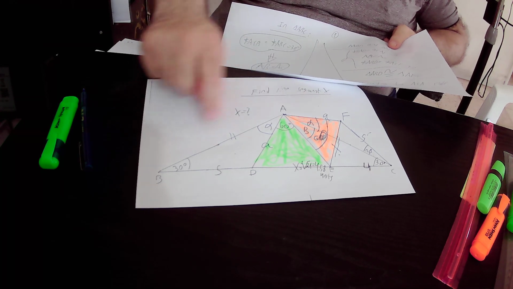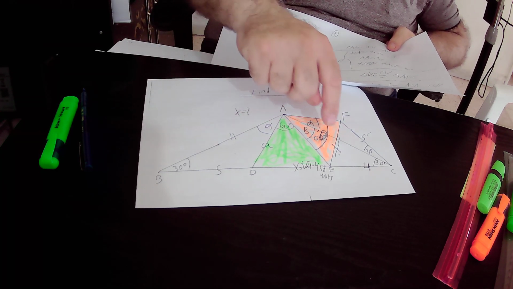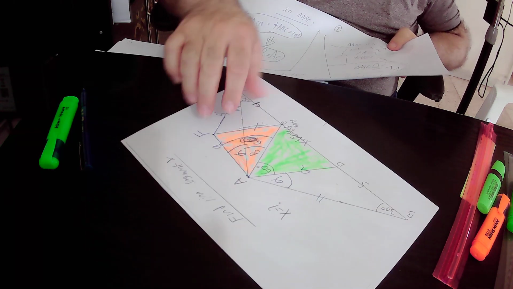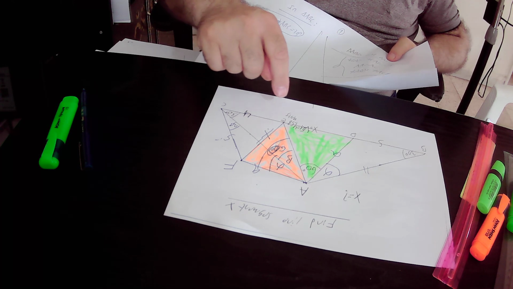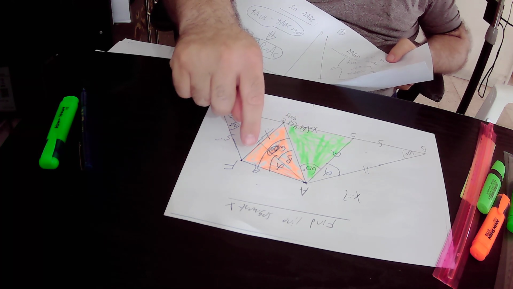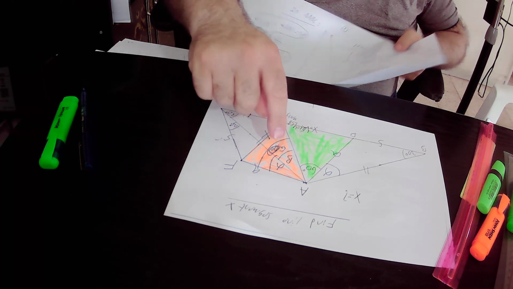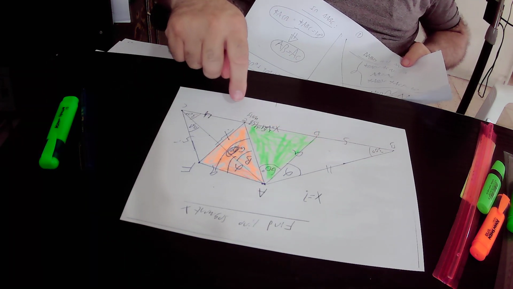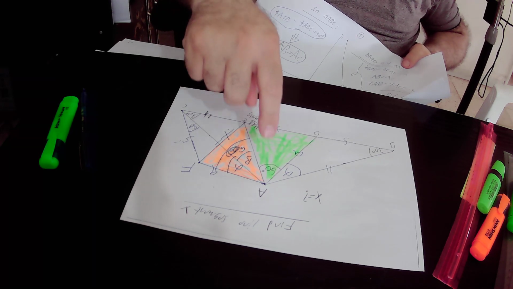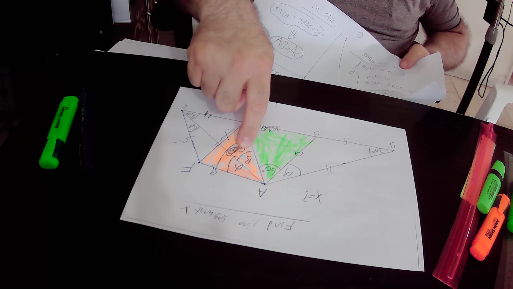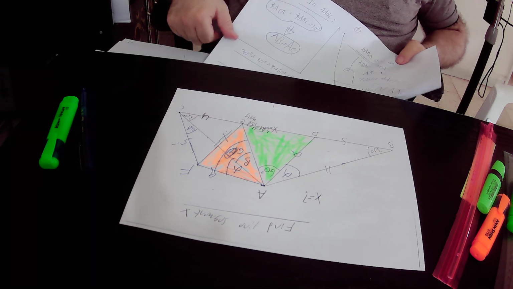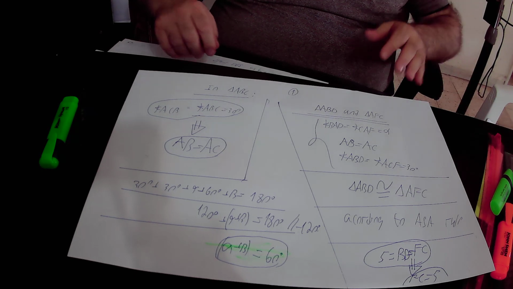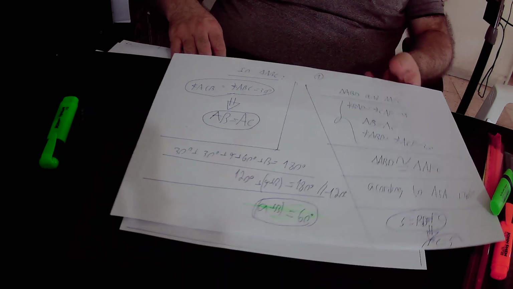We define angle BAD as alpha and angle EAC is beta. And we know that the sum of the angles in any triangle equals 180 degrees, and especially the sum of the angles in triangle ABC is equal to 180 degrees.